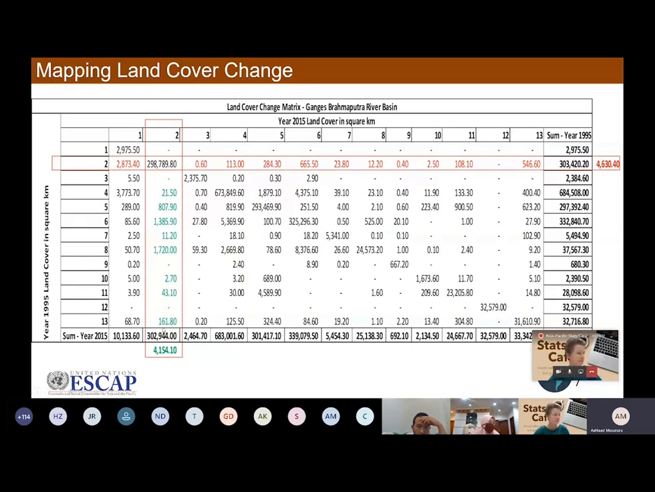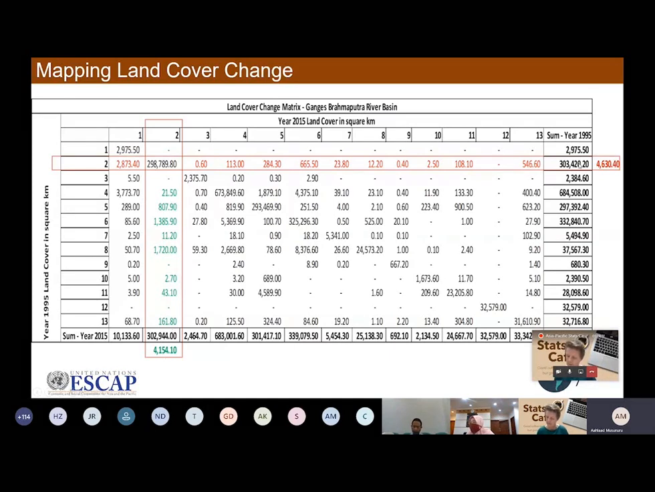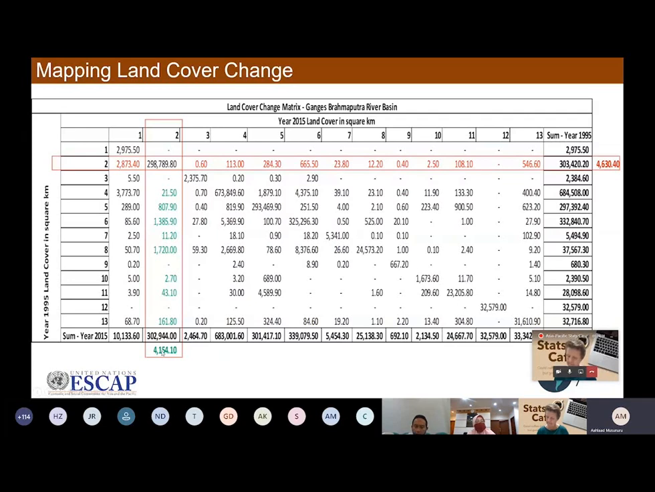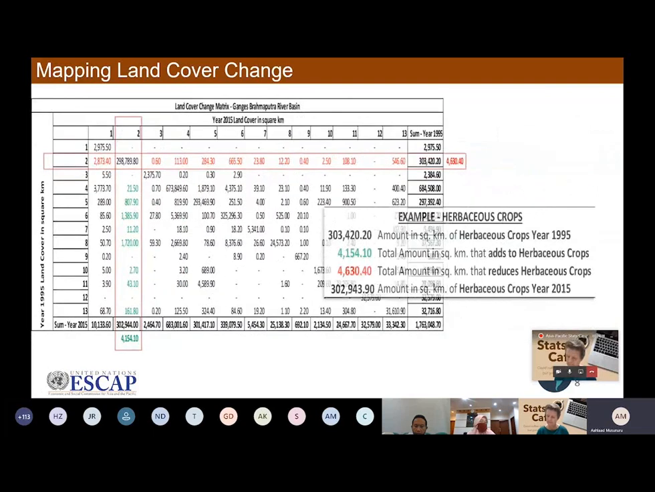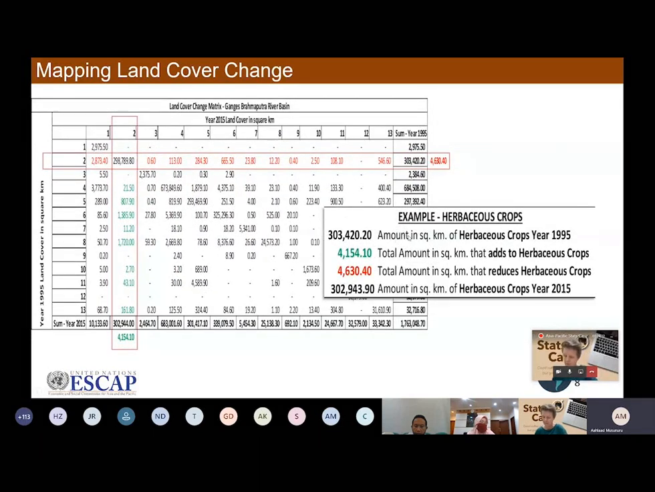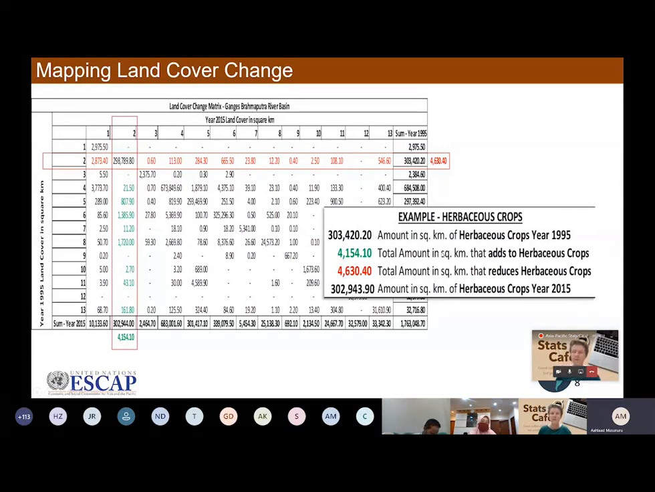This is the overall land cover classification from 1995 to 2015, and here we can see this overall difference, how it varied from 1995 and how it differs in 2015. These are the percentage changes, and the amount of square kilometers of herbaceous crops in 1995, and how it has decreased, and the total amount of reduction of herbaceous crops in square kilometers.